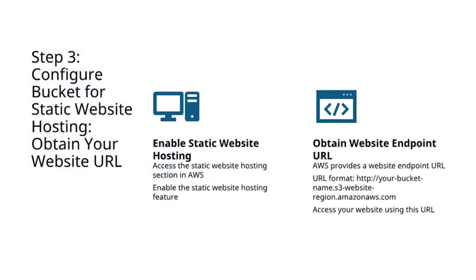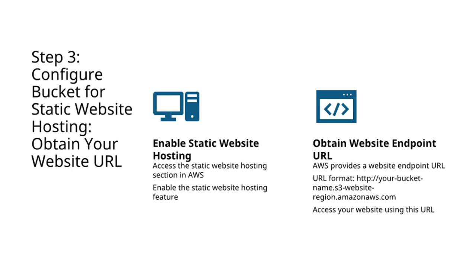After enabling static website hosting in AWS, you will receive a website endpoint URL. This URL is where your website can be accessed. For example, http://yourbucketname.s3-website-region.amazonaws.com.